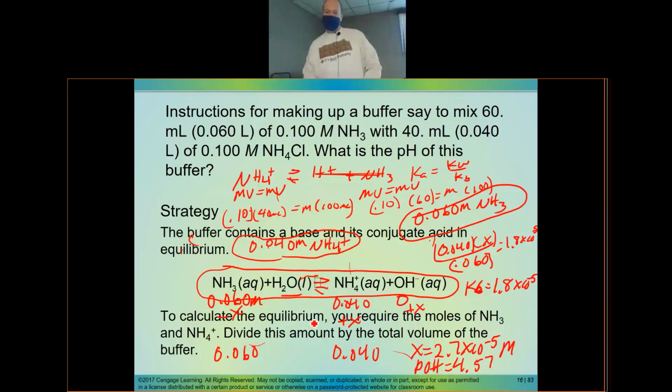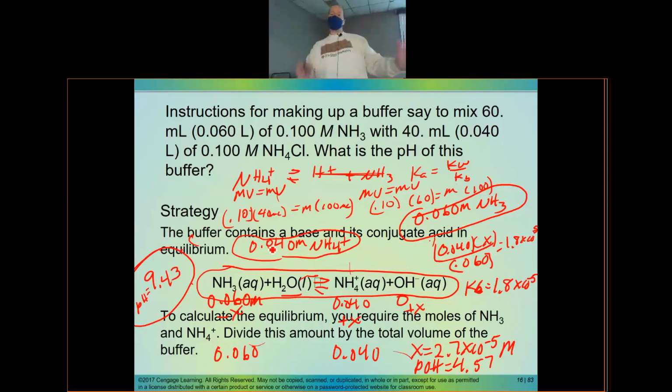And we know that the pH plus the pOH equals 14, so we have a 9.43. So the pH of this is 9.43, because pH plus pOH is 14. All right, so whenever you're making a buffer, you're usually mixing some volume with another volume. You have to get a new concentration, and then you have to solve for your pH.